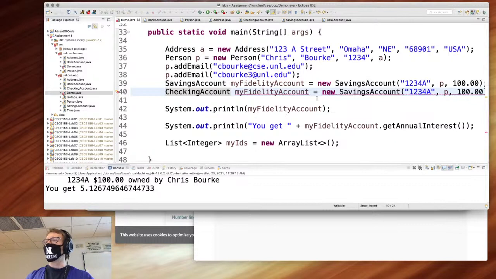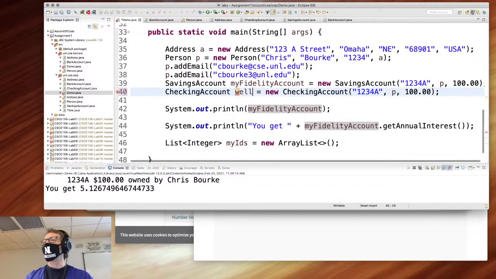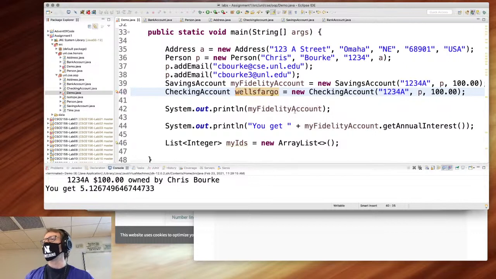And my checking account is not with Fidelity. Say that it's with Wells Fargo. It's difficult to make up mock names. That's why mock data is always difficult.